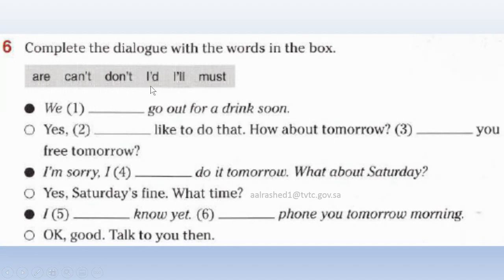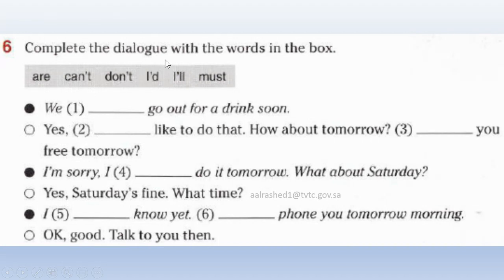We'll take them one by one and see why we should use one instead of the other. Let's say are: we are go. This is incorrect. Why? Because I cannot use are with a verb in its base form. I need a helping verb. We have can't and don't. Both of them are helping verbs, but unfortunately, both of them have the opposite meaning. For the second criterion, the answer does not require a negative. He said yes, he didn't say no. So we don't need to use can't and don't.